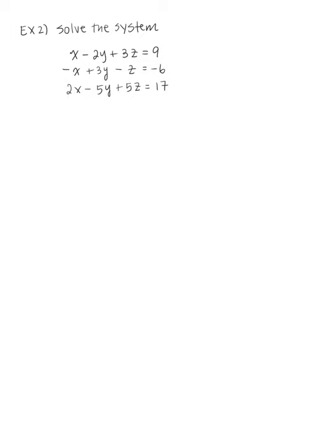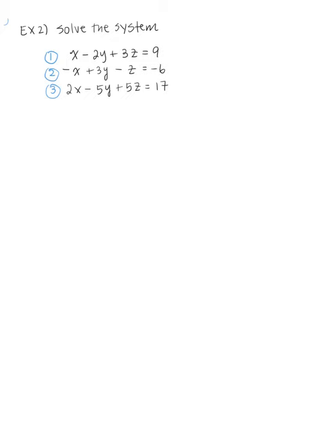Example 2, solve the system x minus 2y plus 3z equals 9. Negative x plus 3y minus z equals negative 6. And the third equation is 2x minus 5y plus 5z equals 17. Now I'm going to label our equations as 1, 2, and 3. All right, so now let's try to make this into an upper triangular form, or you can say stair-step pattern.